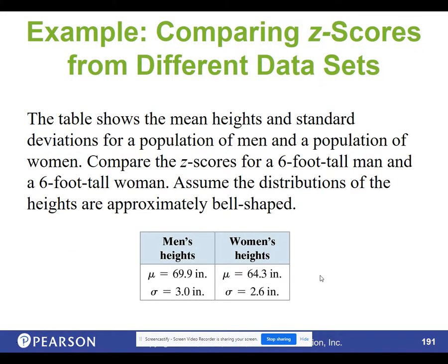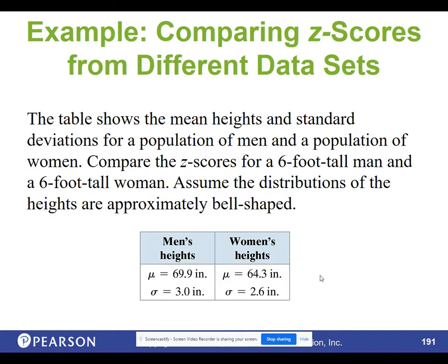All right, so let's compare a couple. This table shows the mean heights and standard deviations of a population of men and a population of women. Compare the z-scores for the 6-foot tall man and a 6-foot tall woman. Assume the distributions of the heights are approximately bell-shaped. So how odd is it to have a 6-foot man? How odd is it to have a 6-foot woman? That's what we're looking at here.